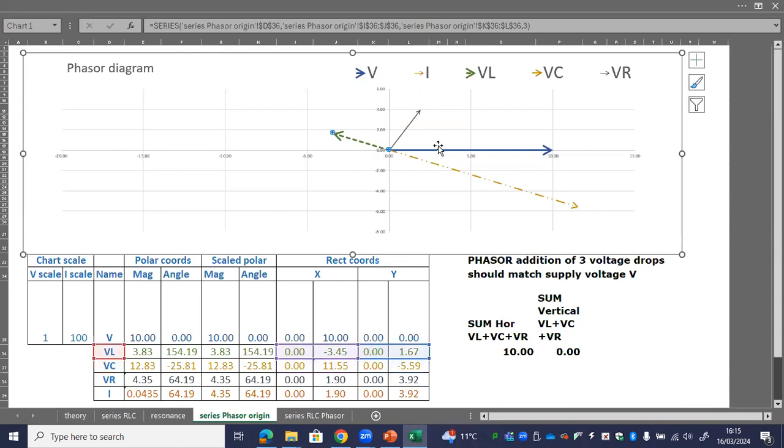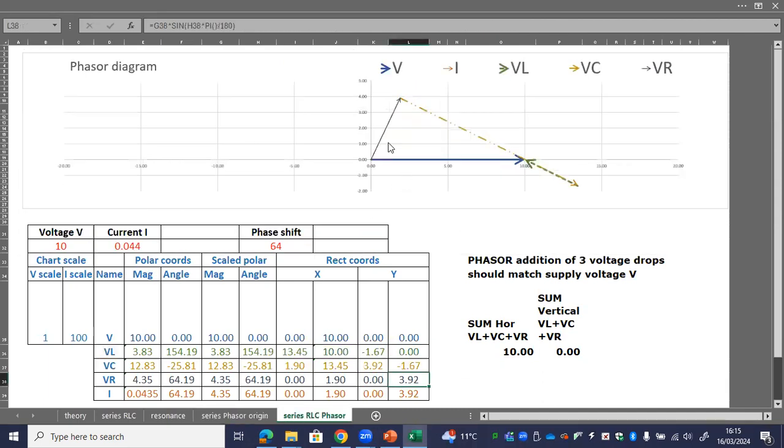Now these vectors, these phasors, are in two dimensions. These are drawn as effectively polar notation, and they're drawn from the origin. Effectively, if we add the three voltage phasors together, for the voltage drop across each of the three components, we must get back to the supply voltage of 10 volts. In this one, we've started them all at the origin.